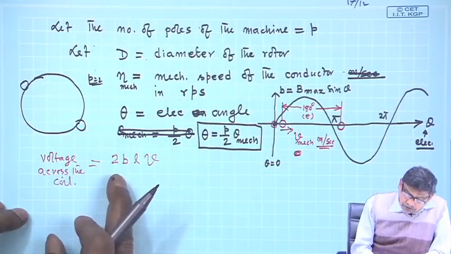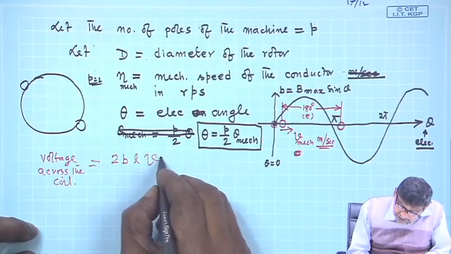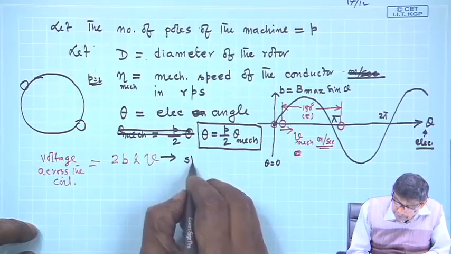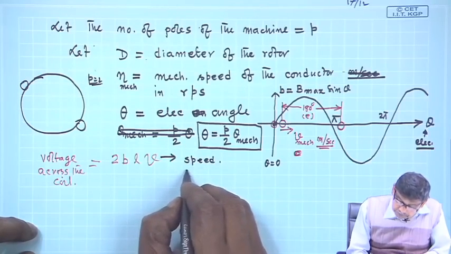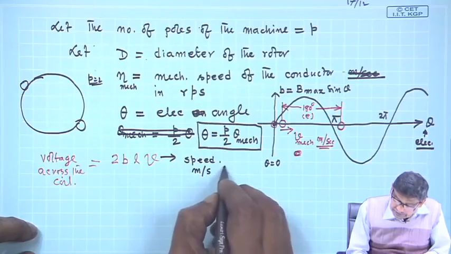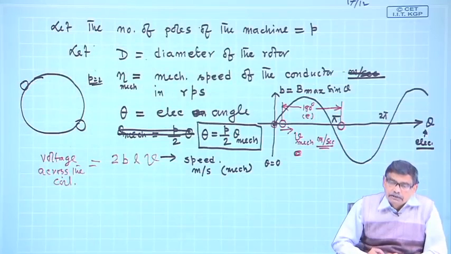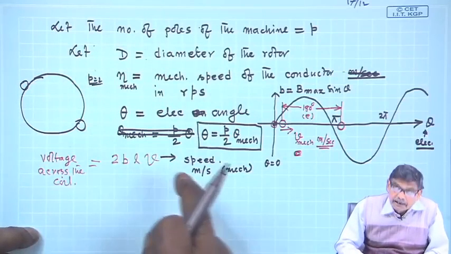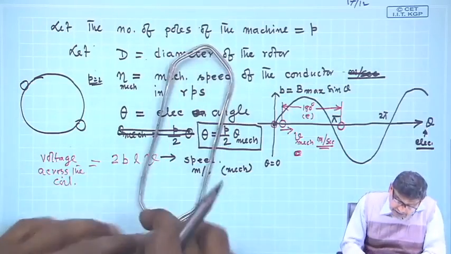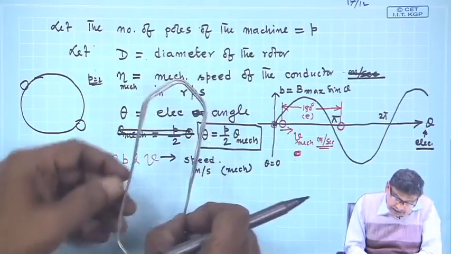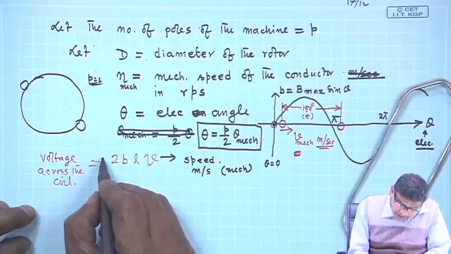So, what will be the induced voltage? 2 B L V. What is V? V is speed, mechanical speed, meter per second. That is what that formula says, BLV. The velocity of the conductor is mechanical, meter per second. Now, if it is a multi-turn coil, so that in each coil side there will be several conductors, it is to be multiplied by n.